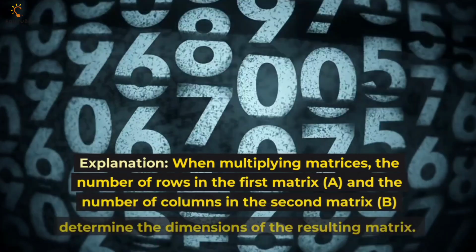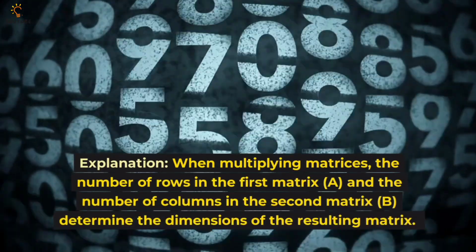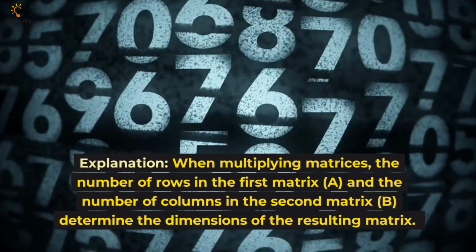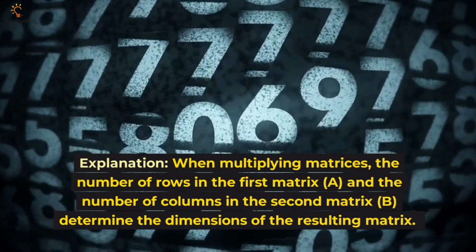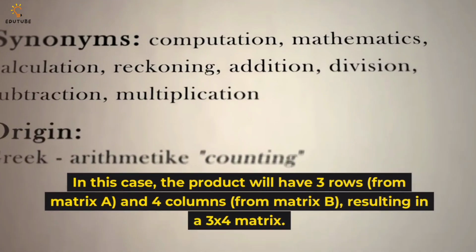Explanation: When multiplying matrices, the number of rows in the first matrix, A, and the number of columns in the second matrix, B, determine the dimensions of the resulting matrix. In this case, the product will have 3 rows from matrix A and 4 columns from matrix B, resulting in a 3 by 4 matrix.